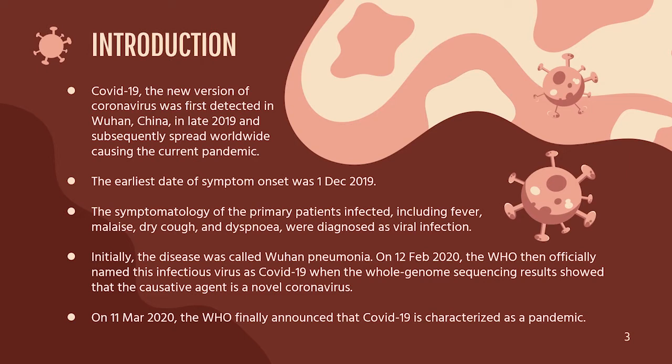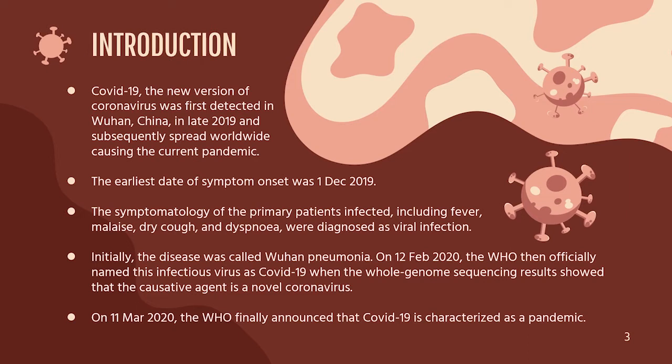COVID-19 is a new version of coronavirus which was first detected in Wuhan, China in late 2019 and subsequently spread worldwide, causing the current pandemic. The earliest date of symptoms detected was on the 1st of December 2019. These symptoms included fever and dry cough, which is why the virus was diagnosed as a viral infection.